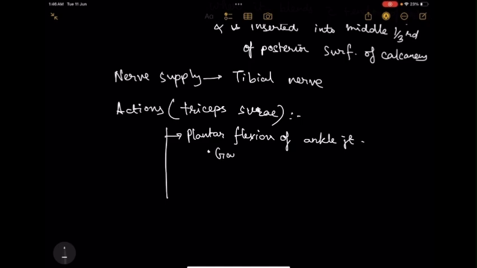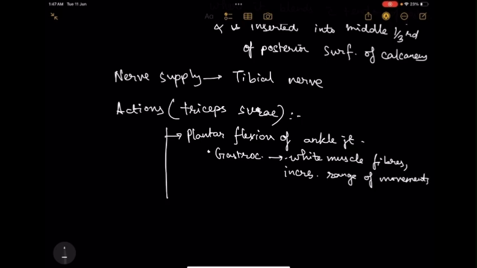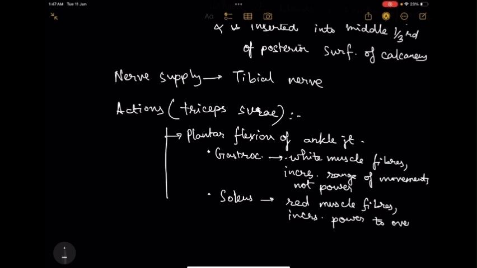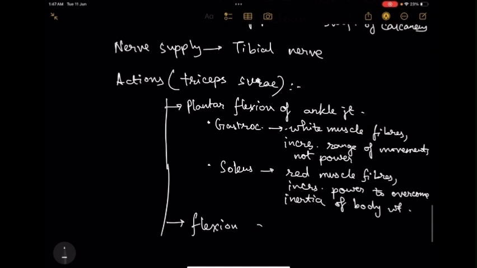Now there are two components. The gastrocnemius component, it has white muscle fibers, increases range of movement, not power. Soleus, red muscle fibers, increases power to overcome inertia of body weight. Yes. Second is flexion of knee joint. It is done by gastrocnemius only. So we learned some parts about the action of gastrocnemius. Just this much is required.